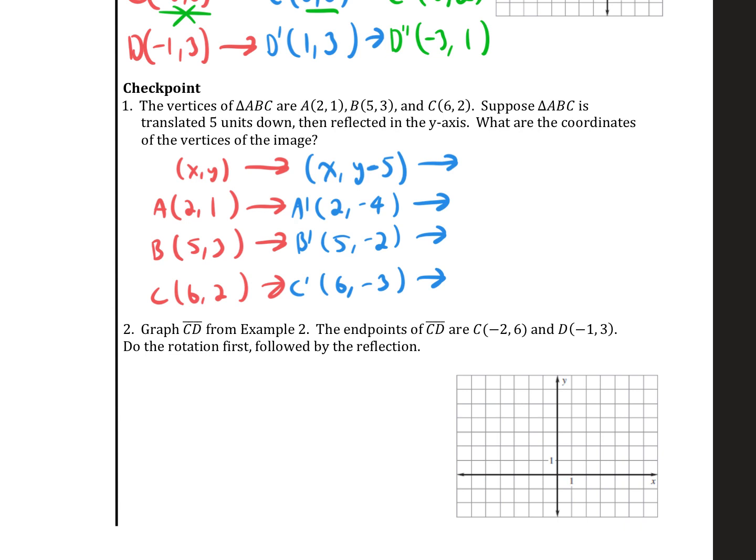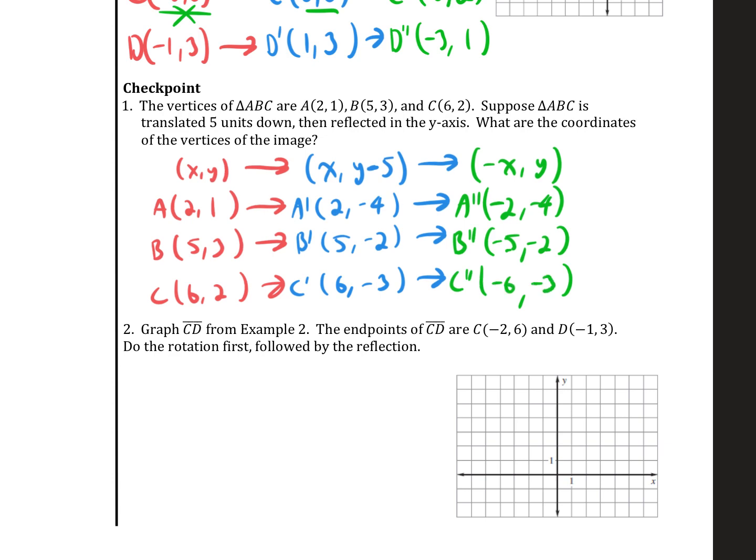And then the last thing we're going to do is a reflection in the y-axis, which is going to be the opposite of x. So we have A double prime, B double prime, C double prime. Opposite of 2 is negative 2, so we got negative 2, negative 4. We have opposite of 5 is negative 5 and negative 2. And then we have C double prime, opposite of 6 is negative 6, and negative 6, negative 3.